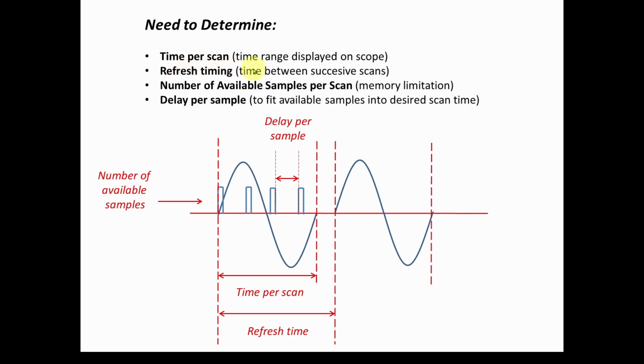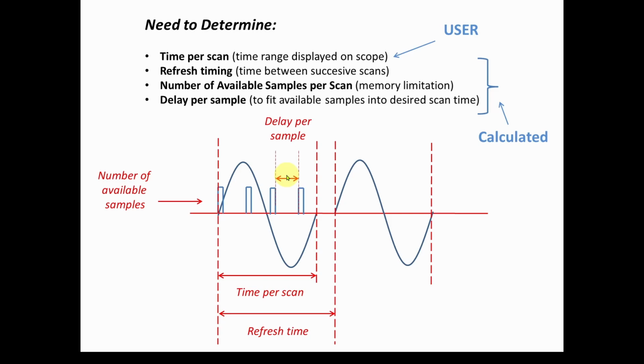The refresh timing, which is the time between successive scans. The number of available samples per scan, which is a memory limitation. And then the delay per sample to fit the available samples into the desired scan time. So very, very important, and yet another reason why you don't want to just start writing code. You're going to have to figure this out, and where you're going to get this information and how you're going to fit it into your code.